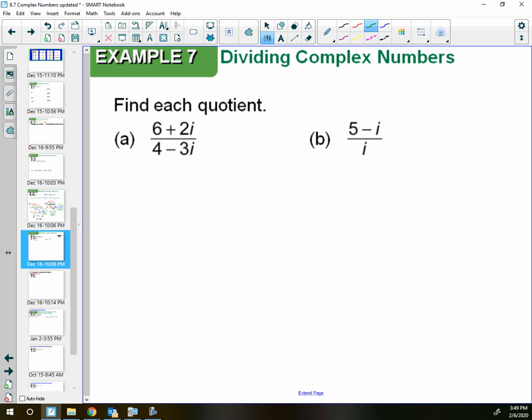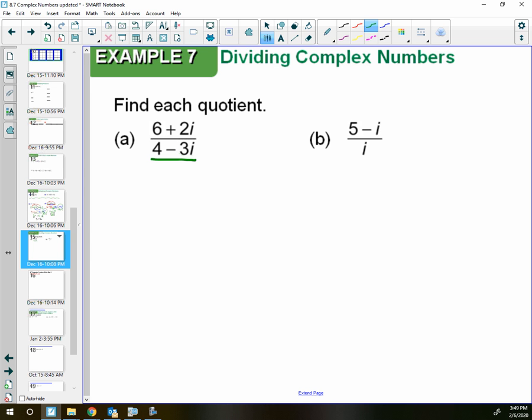Dividing, really, we have to try to deal with rationalizing numbers, so making it a little bit easier to deal with. So we're going to do some dividing. If you take a look at the denominator here, we have 4 minus 3i. i is a radical, right? Technically, i contains a square root. That's the square root of -1. That quotient there is really challenging to deal with.